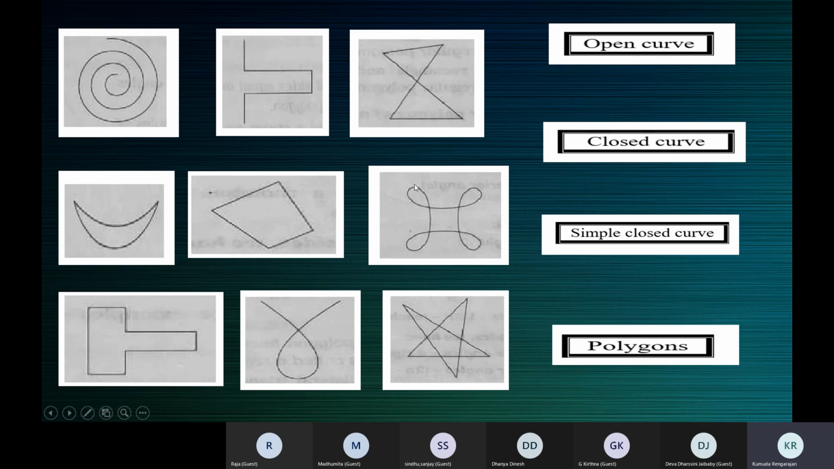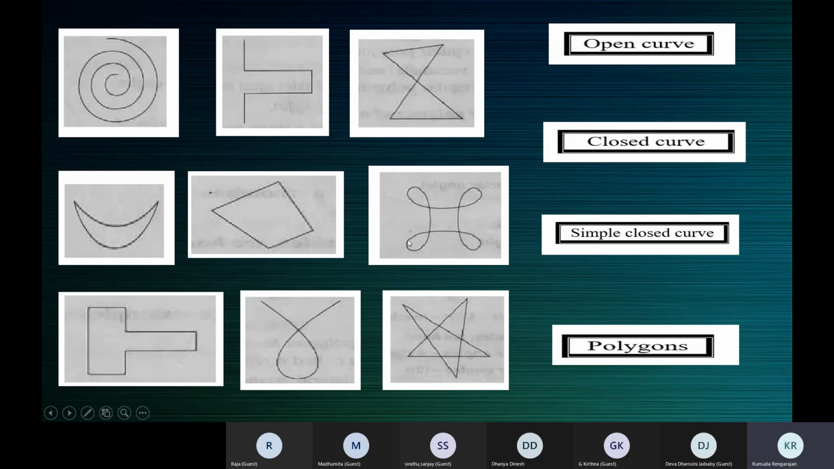So supposing I start here, I can go like this, then like this, then like this, and I can come back to the place I started. I started from here and I came back there. So is it a curve? Yes, ma'am. Yeah, because we were able to draw this figure without lifting the pencil. So see here, I can do it once again for you.